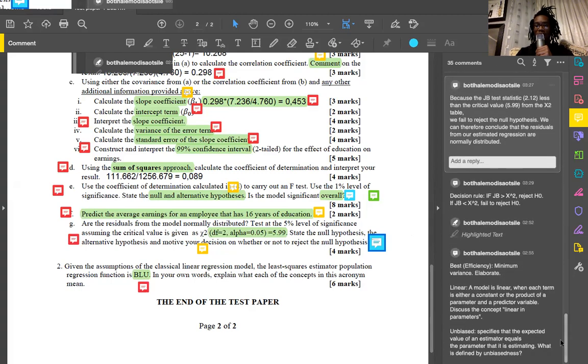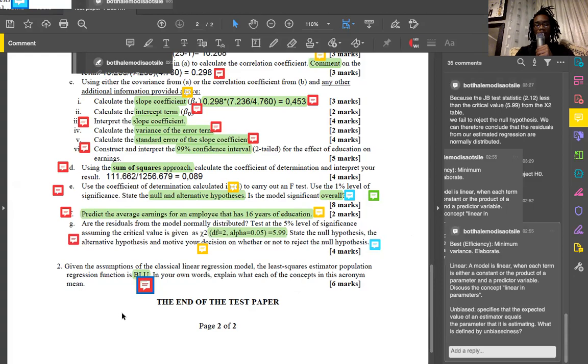Now let's go to the last question, which speaks about the assumptions of the classical linear regression model, and this being BLUE. And then you just need to speak about best, linear, and unbiased. I also feel like it's really interesting to know different theories by making use of mnemonics. And what a mnemonic is basically, spelling out something to make sure that you remember it. So BLUE, you remember that it's best, linear, unbiased.